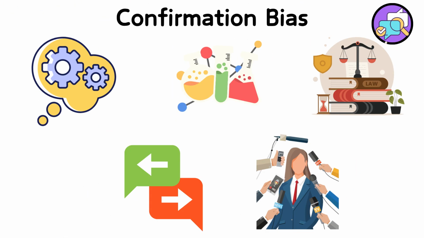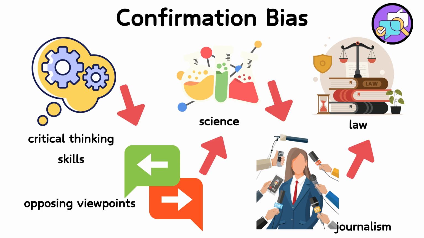Understanding and acknowledging confirmation bias is crucial for developing critical thinking skills. It prompts us to actively seek out and evaluate opposing viewpoints, leading to more balanced and informed decisions. This is particularly important in areas like science, journalism, and law, where objectivity is key to accuracy and fairness.